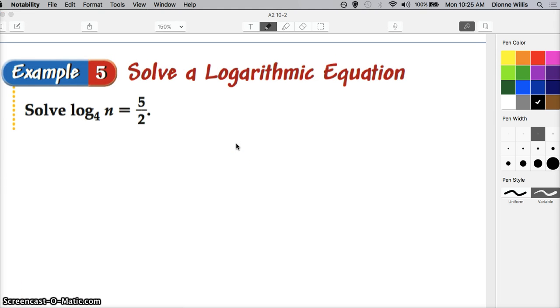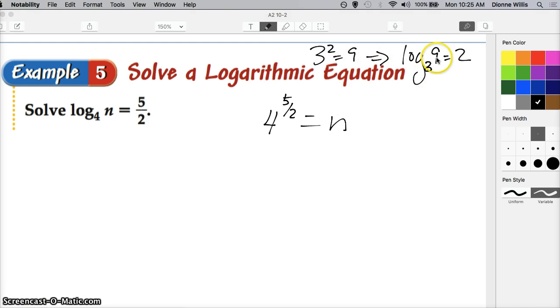Hopefully example 4, that last one, wasn't too hard. Let's look at example 5. We're going to solve a logarithmic equation. So here we have log base 4 of n is equal to 5 halves. And so what we know is that 4 to the 5 halves power has to equal n. Again, keeping this relationship of a logarithm to its exponential equivalent equation in mind would help us out here. So 4 to the 5 halves power is equal to that.